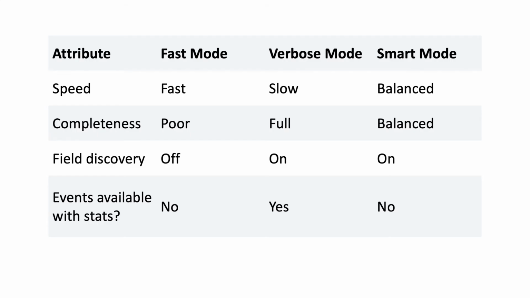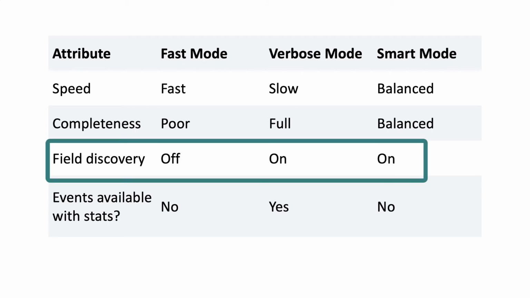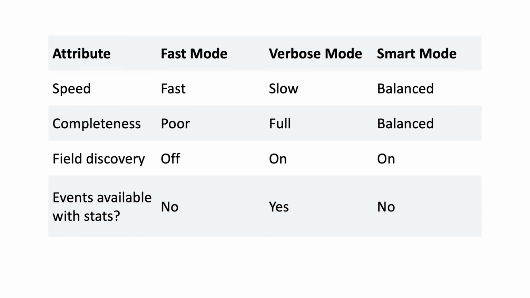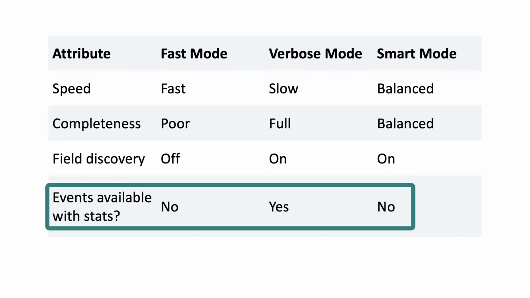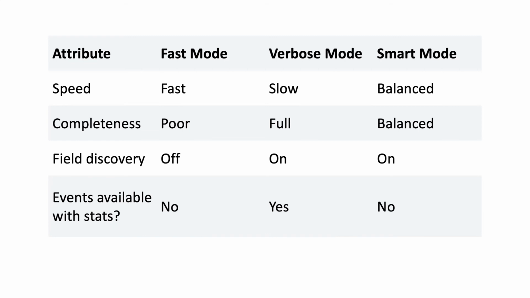To sum it all up, here are the major differences between fast mode, verbose mode, and smart mode. Note that field discovery is off in fast mode, and on in verbose mode and smart mode. When you run a stats command, whether or not the events data is available is determined by the mode. In fast mode, the events data is not available, and so is the case with smart mode. Only in verbose mode do you get all the events data when you run a statistical command. All this means is, for both speed and completeness, smart mode will give you a balanced performance.